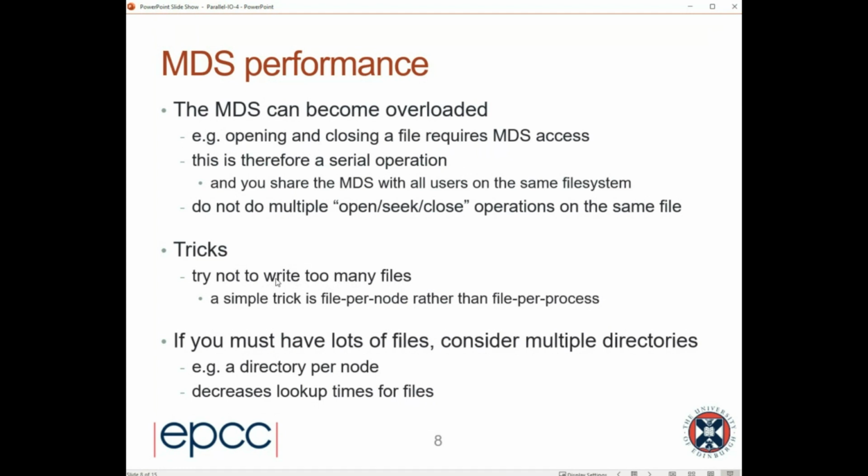If you have lots of files, consider multiple directories, e.g. a directory per node, because looking up a file in a directory is a serial operation. It has to trawl through a list. So again, if you do have lots of files, consider multiple directories, and again, a directory per node. That will help quite a lot. So that's relatively useful.